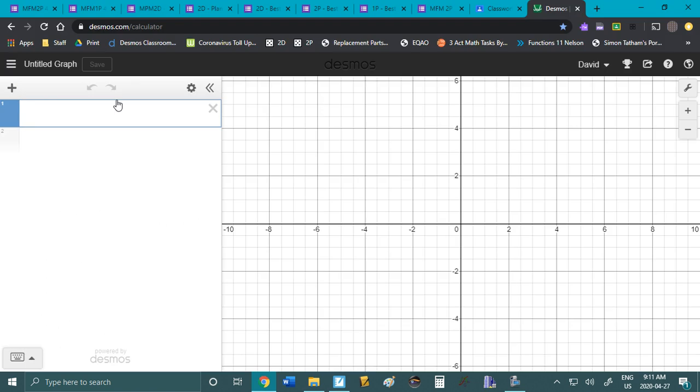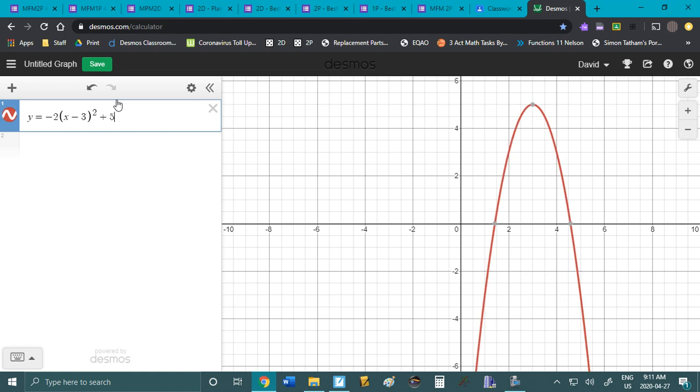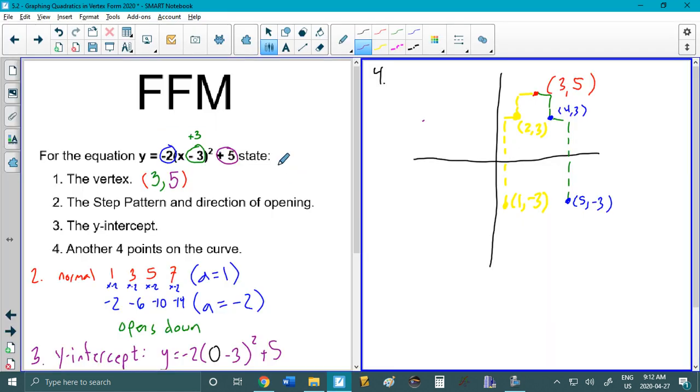So y equals -2 (x minus 3) squared plus 5. Okay, so let's see, we've got 3, 5, 4, 3, and that checks out. And then we've got 5, -3, so right there. And then over here we've got 1, -3, and 2, 3. So that works. If you couldn't do number 4 or number 3, no worries.